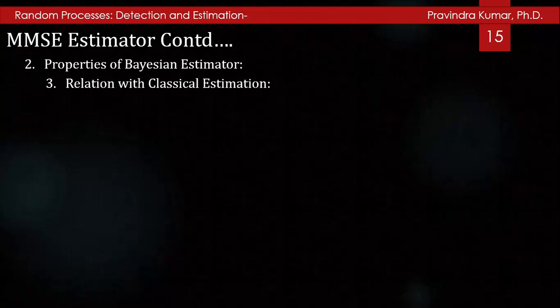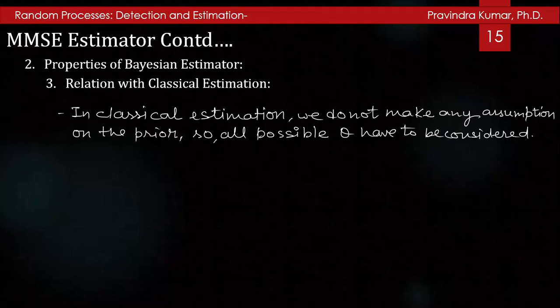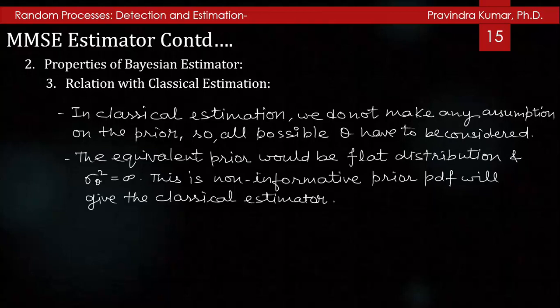Now the third property is the relation with classical estimation. In classical estimation, we don't make any assumption on the prior, so all possible θ have to be considered. The equivalent prior would be a flat distribution, and σθ² will be infinity. This non-informative prior PDF gives the classical estimator.